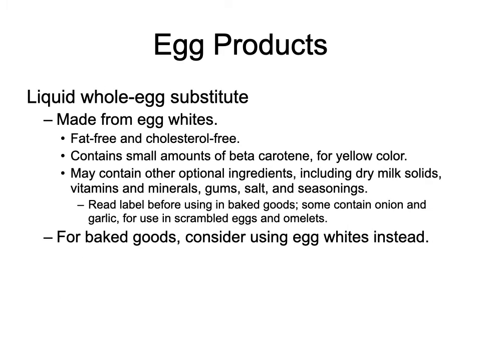There are egg substitutes, mostly made from egg whites. They're fat-free, cholesterol-free. Generally, they're just colored yellow by using beta-carotene, and they may contain some other optional ingredients, so check the label for what's in them. But for baked goods, I would just use regular egg whites instead of a liquid whole egg substitute, since egg whites are just as easy to get a hold of and they're the real thing.